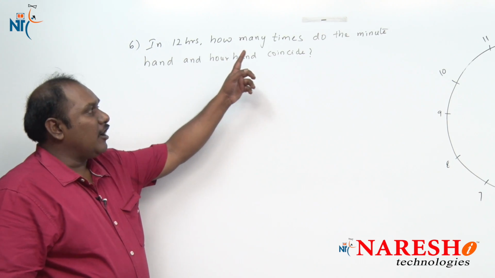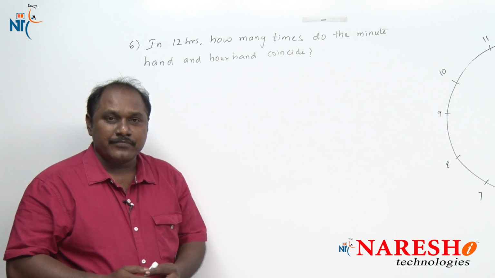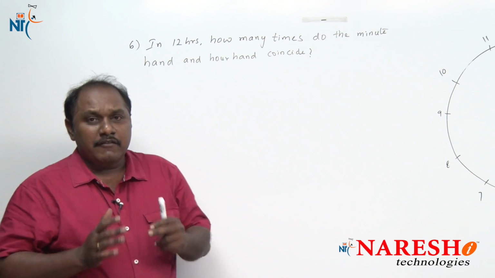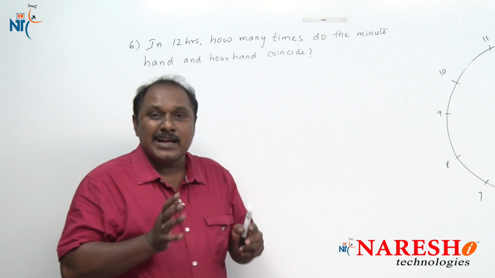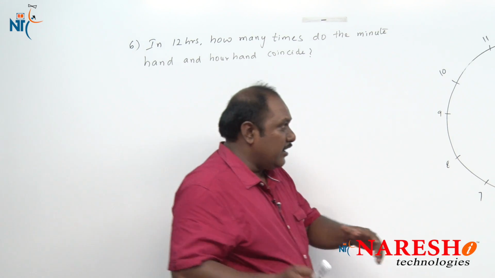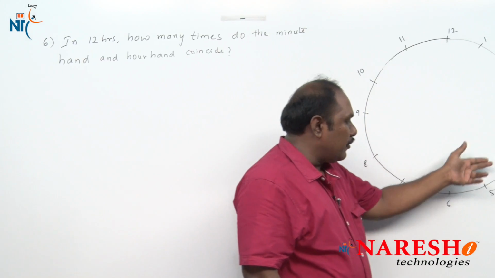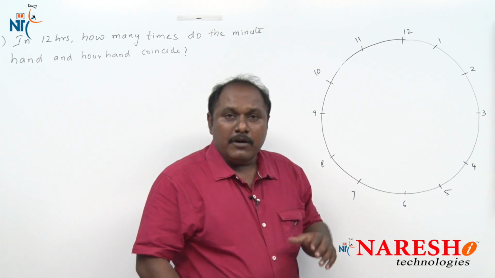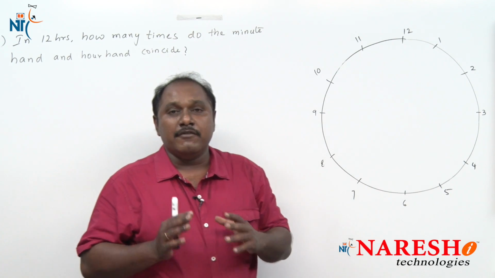In 12 hours, how many times do the minute hand and hour hand coincide? Generally, for every 1 hour, the minute hand and hour hand coincide. Not exactly at 1 hour. I mean to say, definitely they coincide between 1 and 2, 2 and 3, 3 and 4, 4 and 5 and so on. But if you look into between 11 and 12, at what time will they coincide?